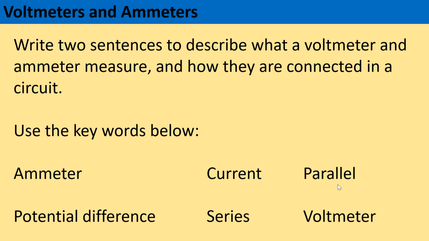Okay, so next little task for me. I want you to write 2 sentences to describe what a voltmeter and ammeter measure and how they are connected in a circuit. I've got some keywords below there to help you. So pause the video now and write those 2 sentences for me.